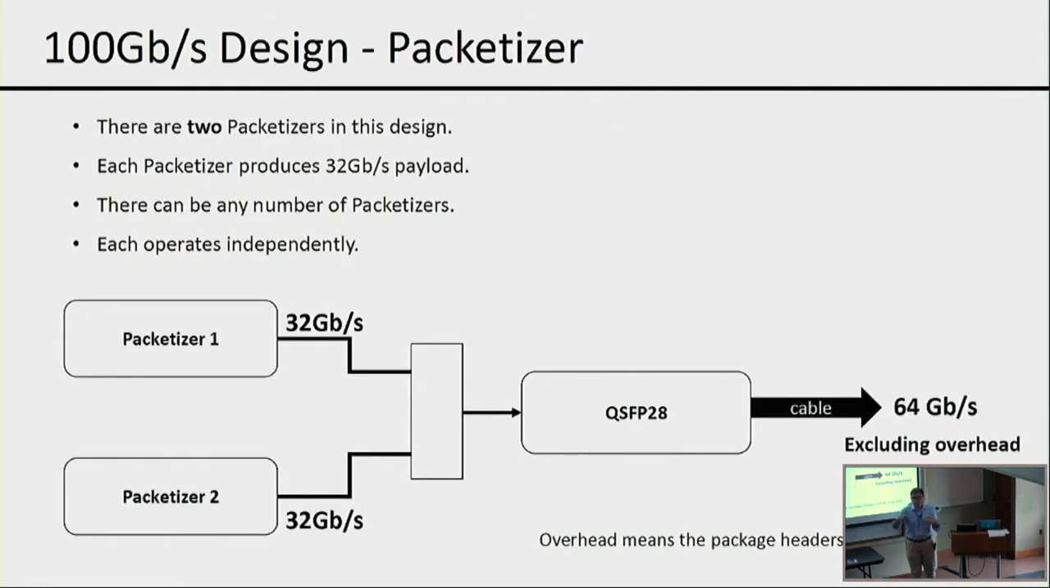So I told you about this FIFO, this buffer, and packetization. We have 2 channels in our design, Packetizer 1 and Packetizer 2. Each packetizer will produce 32 gigabits per second of data. So in the end, we expect to get at least 64 gigabit per second of data. We can have as many packetizers as we want. They are very modular, and each operates independently.